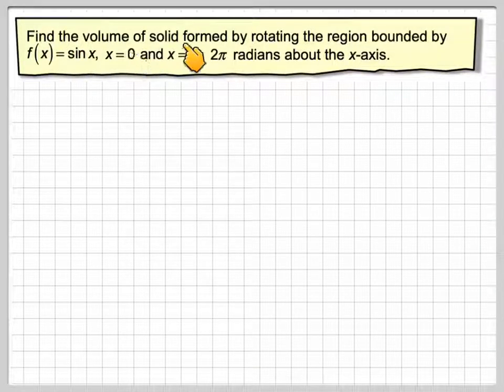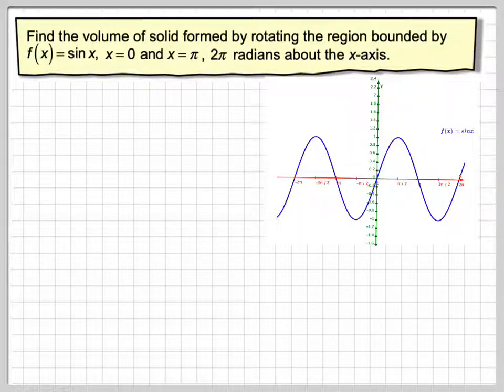Find the volume of the solid formed by rotating the region bounded by f of x equals sine x, x equals 0, x equals pi, 2 pi radians about the x-axis. If we draw a graph of sine x, it looks like this, and it's 0, pi by 2, pi. We want to rotate this region here, so we'll shade it. This region between 0 and pi we're going to rotate around the x-axis.